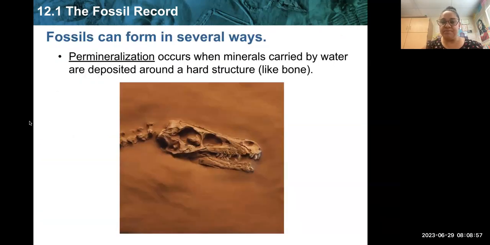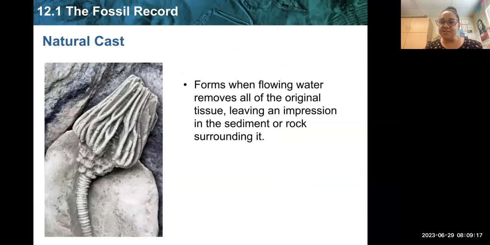Permineralization is one of the main processes that form fossils, and this occurs when minerals get carried by water and are deposited around a hard structure like bone. So when an animal dies, it decays, and then minerals come and put little deposits into its bone that preserves the bone when it gets buried. A natural cast fossil forms when flowing water removes all of the original tissue, leaving an impression in the sediment or rock surrounding it.